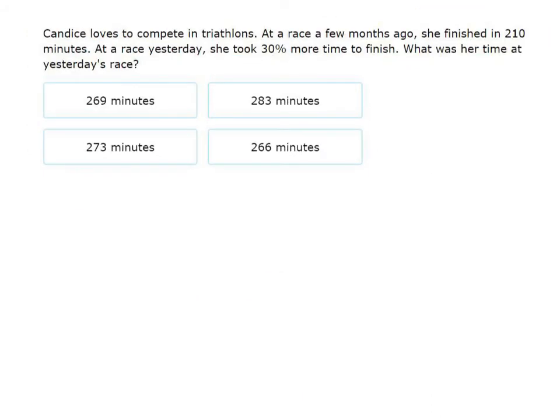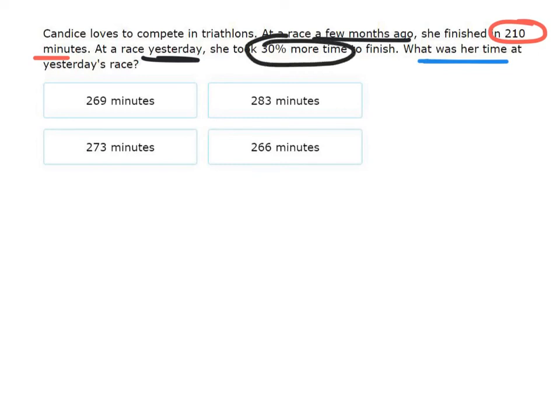With this one, it's the same idea as the last problem. Candace loves to compete in triathlons. At a race a few months ago, she finished in 210 minutes. At the race yesterday, she took 30% more time to finish. What was her time? So again, we can see at a race a few months ago, and this one was a race yesterday. So my original time was this 210 minutes. My new time is what I'm looking for, but I know that it was 30% more time to finish this one.